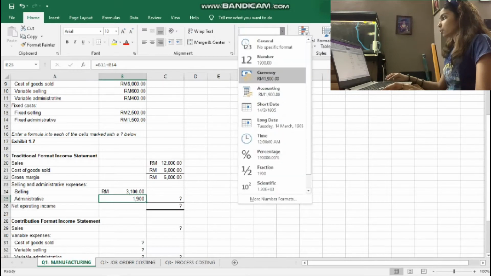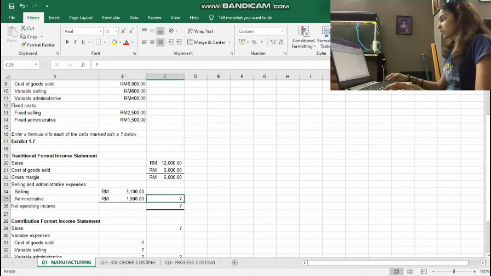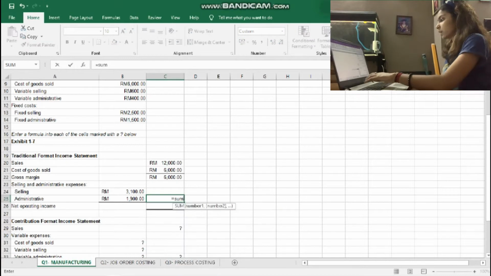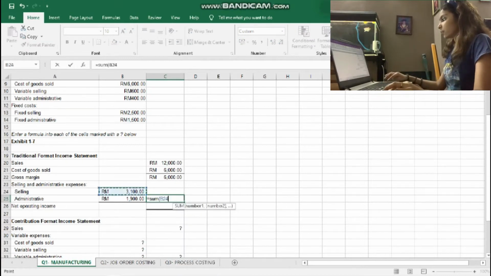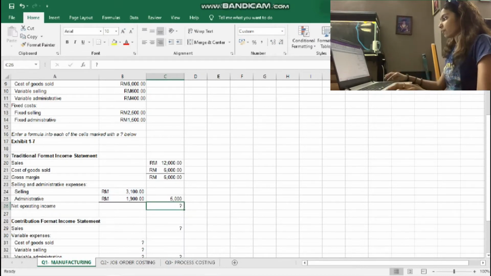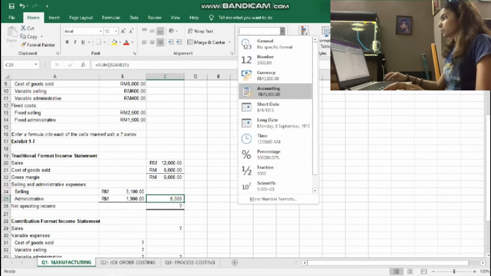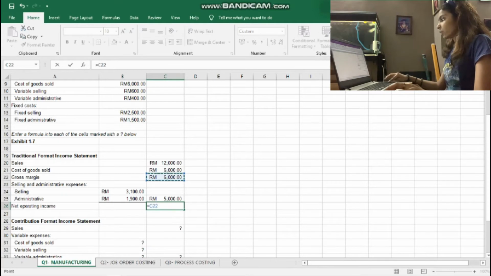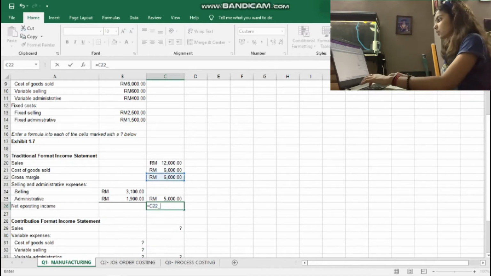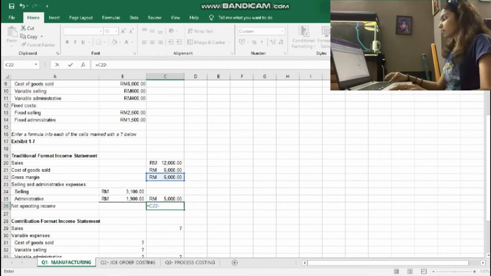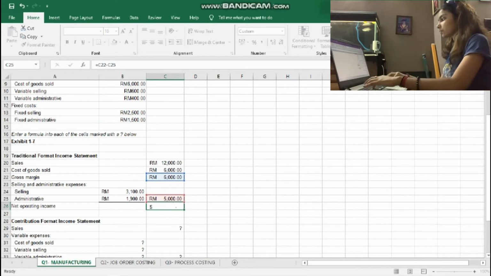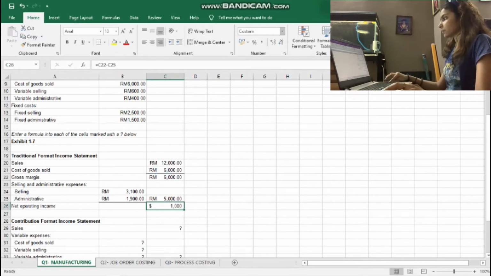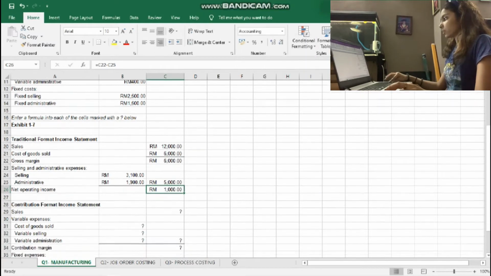And we have to total up that. So sum bracket, you will get 5,000. So to get net operating income, we have to minus this selling and administrative expenses from gross margin. So 6,000 minus 5,000 is 1,000. So net operating income is 1,000.